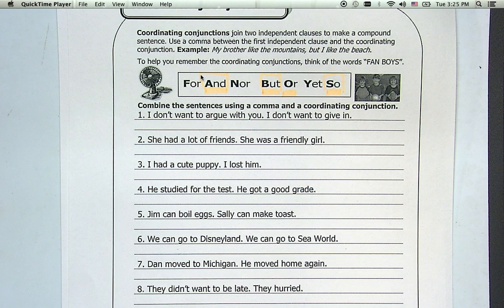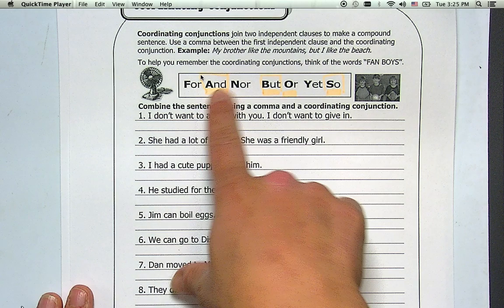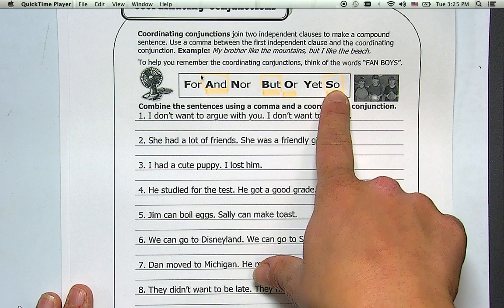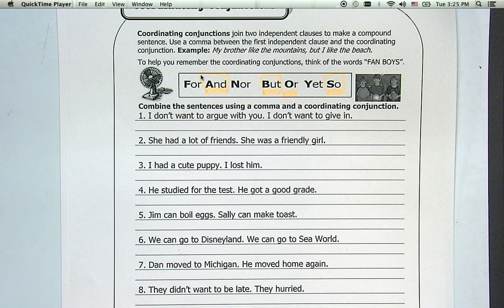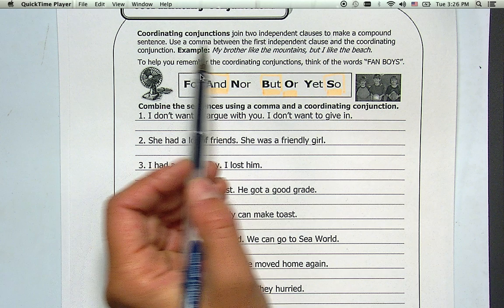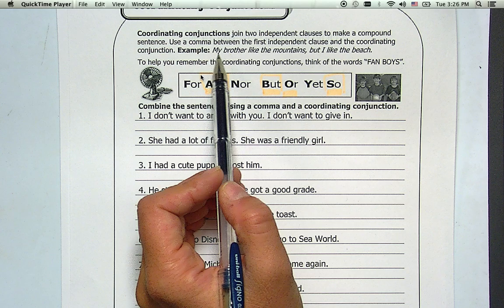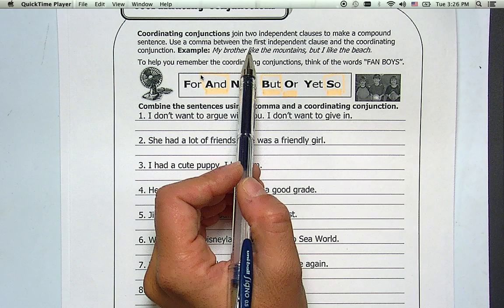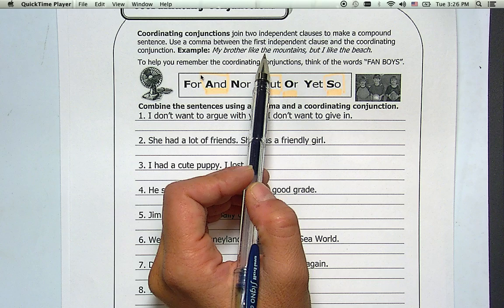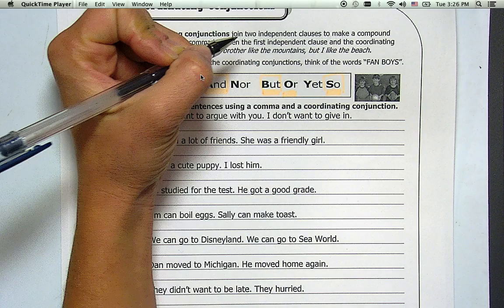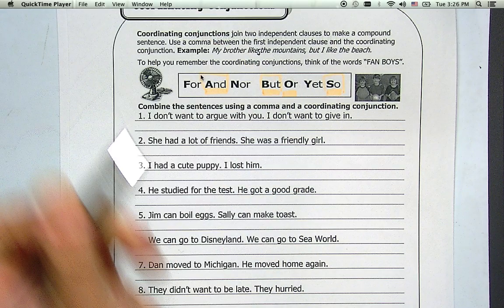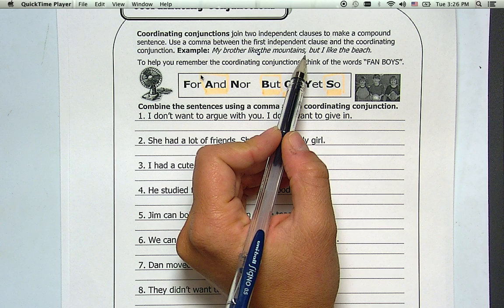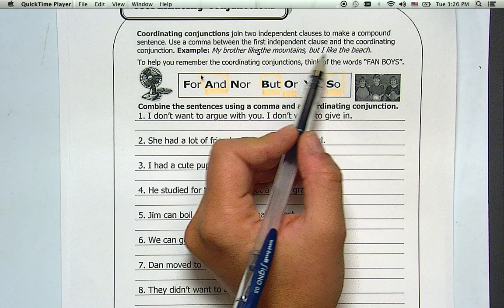The important thing to remember when you use a conjunction, and, but, or, so, or any of these conjunctions, is the punctuation, the style of punctuation. In the first example, we can see we have my brother, that's your subject. Verb is like. My brother likes the mountains, comma, space, but I like the beach.